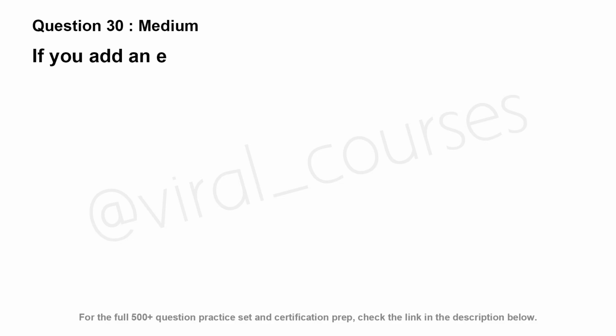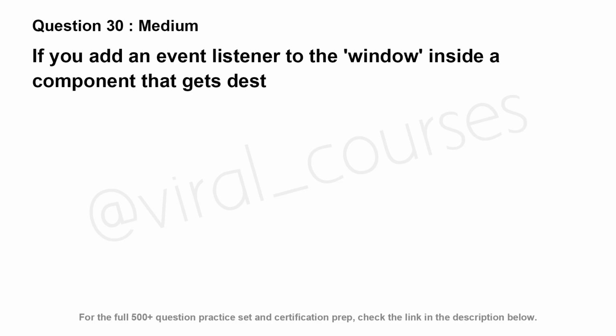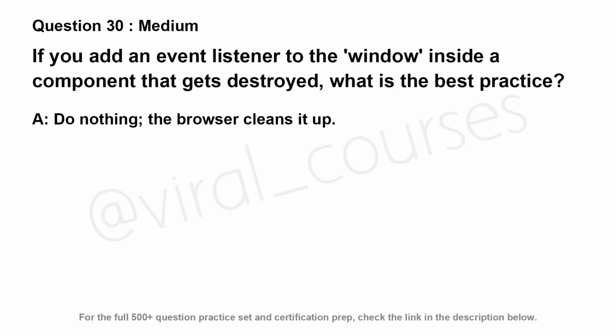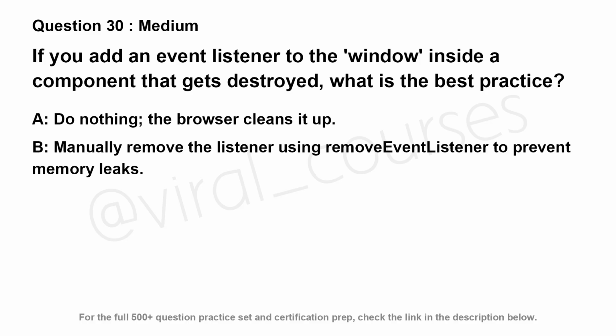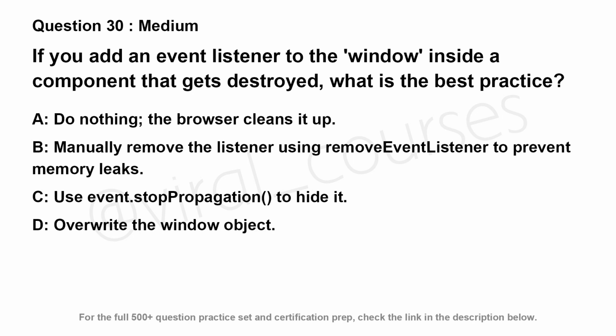If you add an event listener to the window inside a component that gets destroyed, what is the best practice? Option A. Do nothing. The browser cleans it up. Option B. Manually remove the listener using removeEventListener to prevent memory leaks. Option C. Use event.stopPropagation to hide it. Option D. Overwrite the window object.